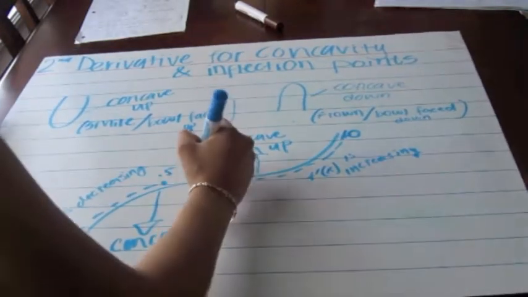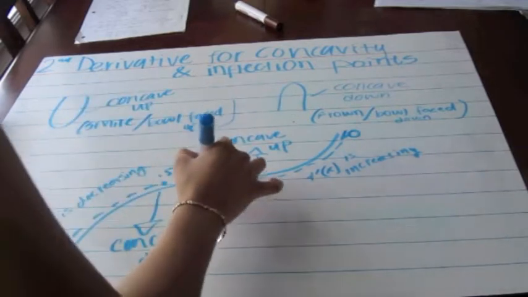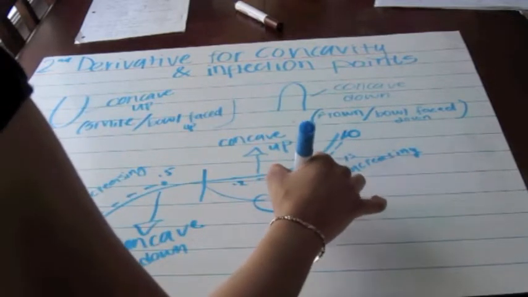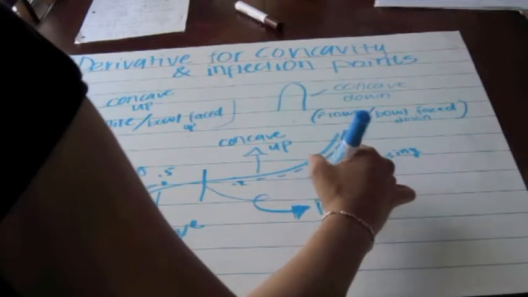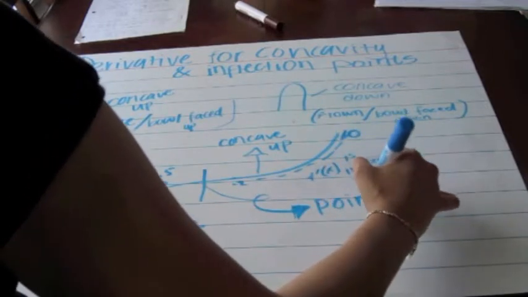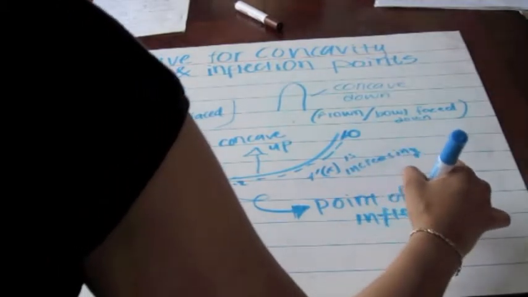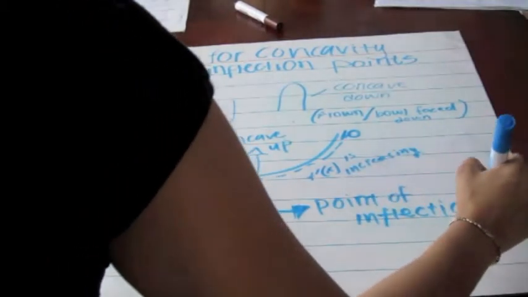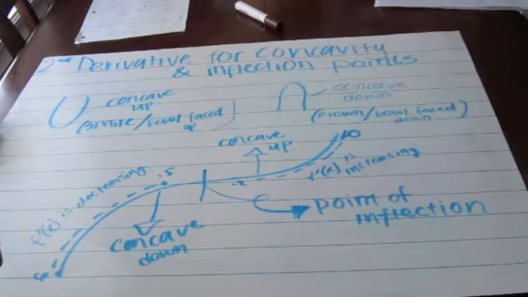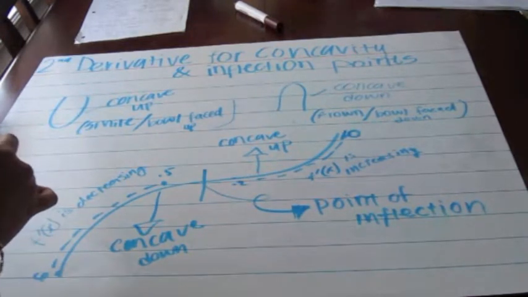This is why the second derivative test for concavity works, because it's the slope of the graph either increasing or decreasing, which indicates where the graph has concavity upward and concavity downward. And this point here is the point of inflection, because it's the exact point where the concavity of the graph changes.